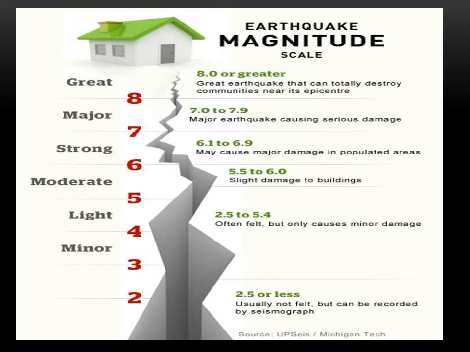So that may be a great intensity, a major intensity, a strong intensity, a moderate intensity, a light intensity, or maybe a very minor intensity. Now, factors that determine the intensity of an earthquake. The first one is the magnitude. An earthquake with a higher magnitude will cause more damage than one with a lower magnitude. An earthquake with a magnitude of 2 would do much less damage compared to another with a magnitude of 8.